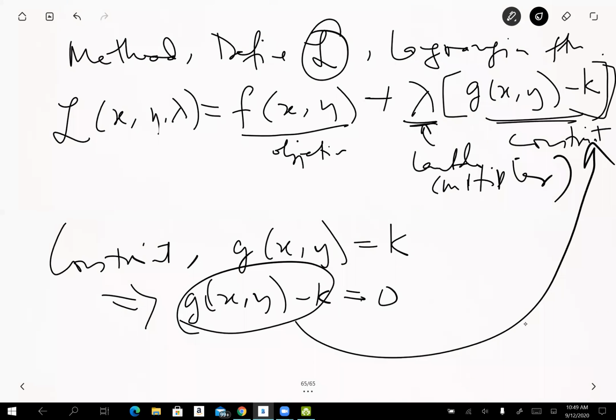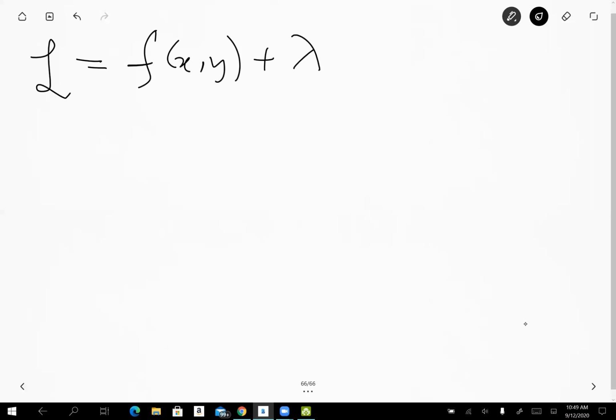Now, the Lagrangian function is a function of three variables, x, y, lambda. It is only one function with three variables. So when you know that, you don't have to write L as a function of all three variables. You simplify it a little bit. Just write L equal to f of x, y plus lambda multiplied by g of x, y minus k. So that is our Lagrangian function.